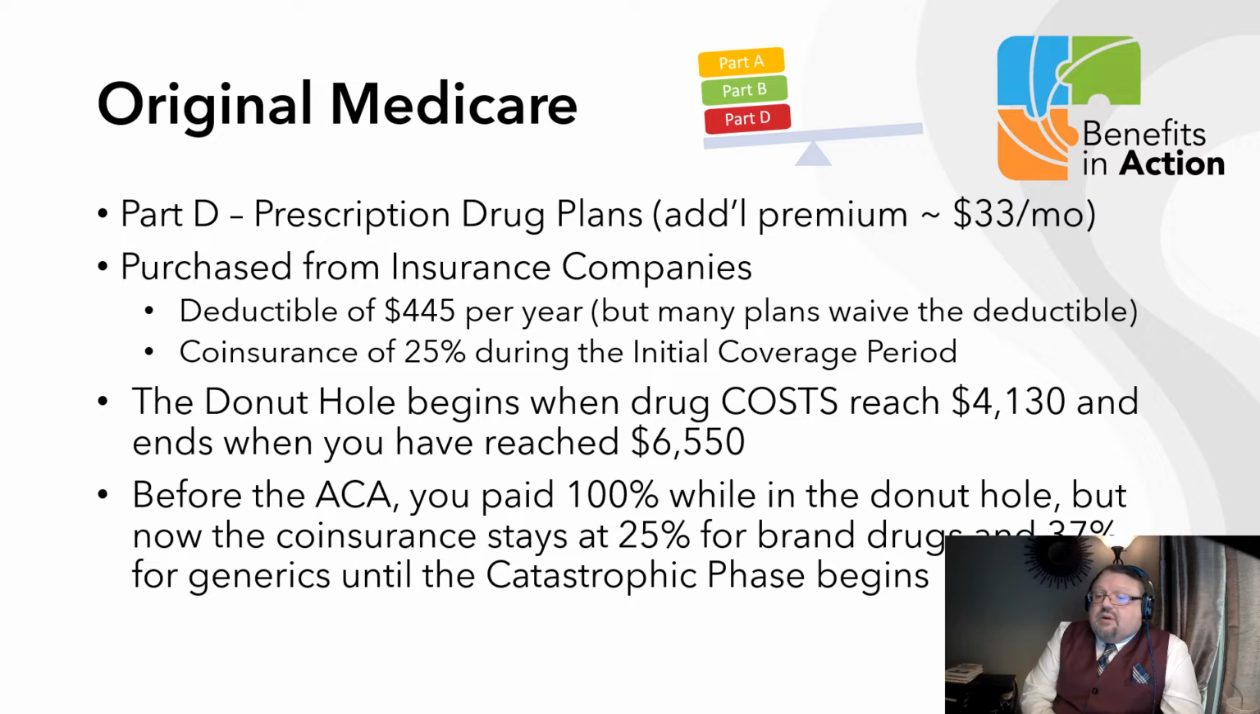The ACA, however, in 2010 began the process of gradually filling that donut hole. So today, the coinsurance rate stays at 25% all the way until you reach the catastrophic phase for brand name drugs. During the donut hole, there's a distinction between brand name drugs and generics, which become a little bit more expensive for you at 37% coinsurance during the donut hole phase until you reach that catastrophic phase when coinsurance rates go down.